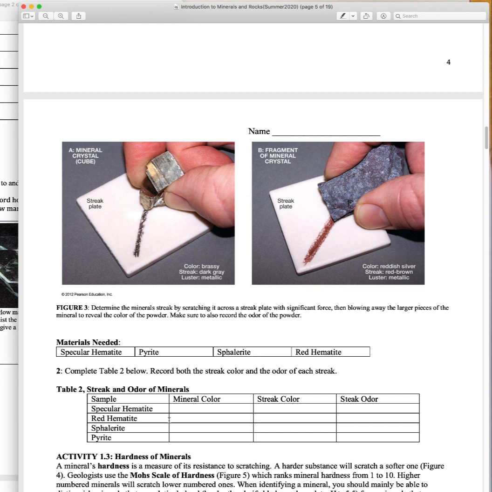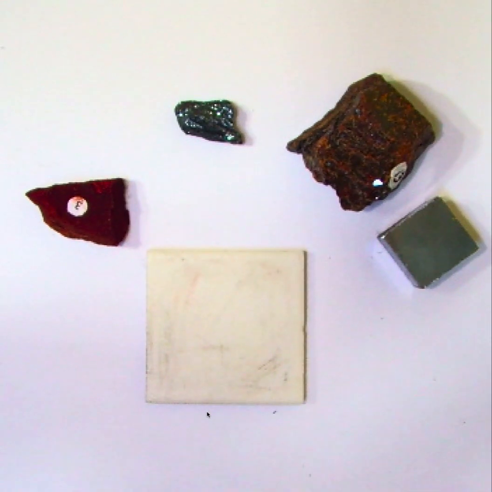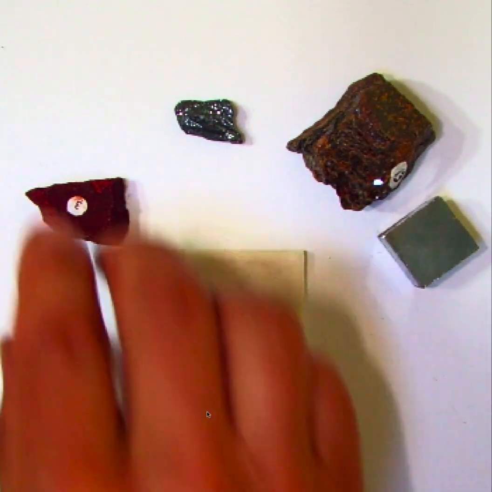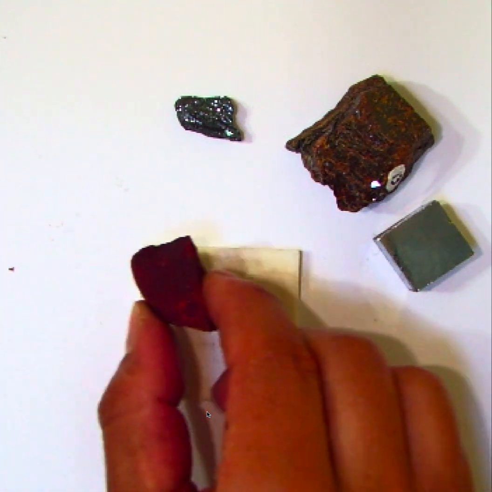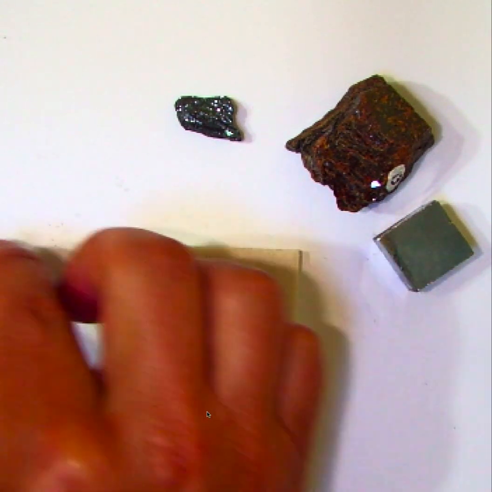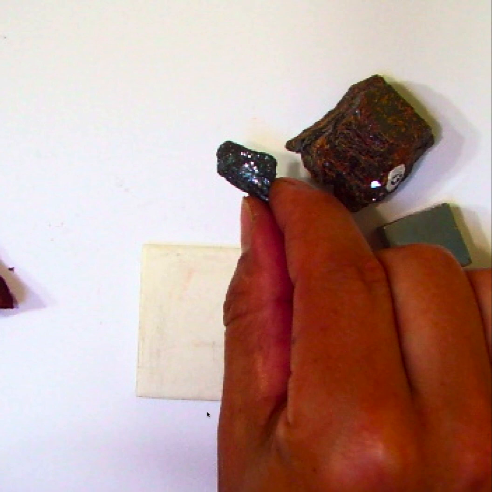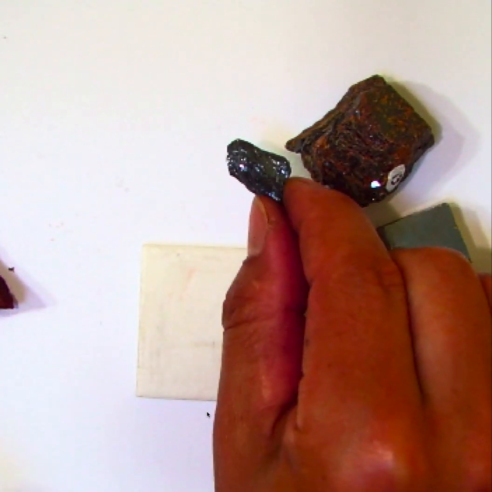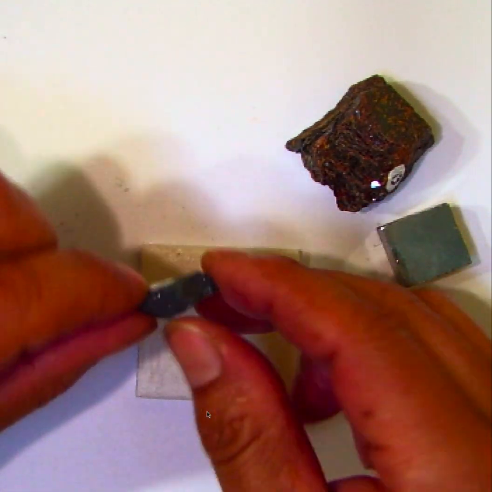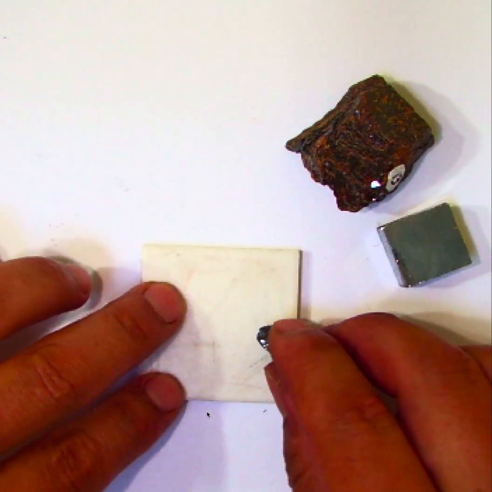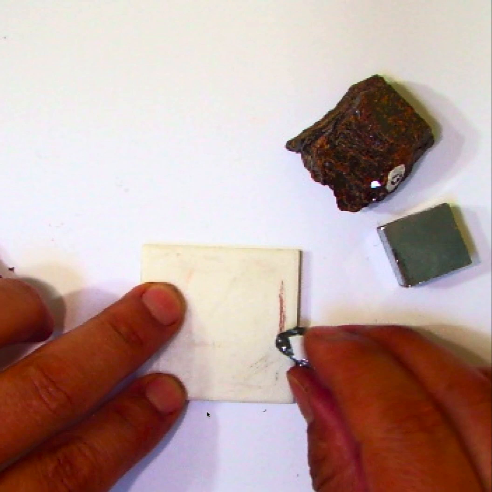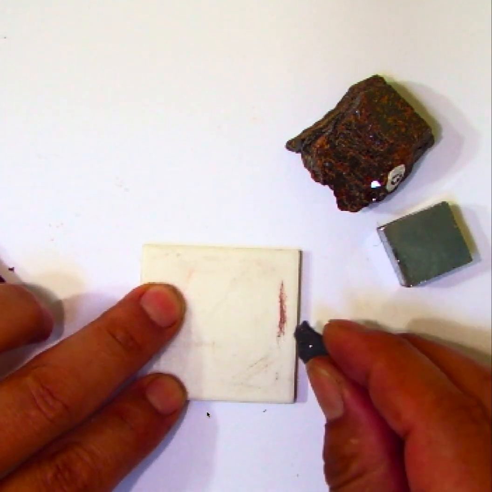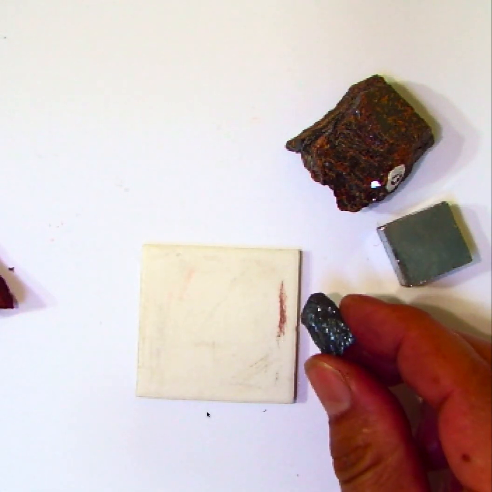For the other two, red hematite and sphalerite, I have those over here. So let's look at the camera here. So here I have some minerals and a streak plate. And so this is a red hematite, and it's really a rusty version of the specular hematite. So the specular hematite, this one here. In fact, let's test that streak. So you scratch it on there, you can see it's giving you a red streak. So that's very characteristic of the specular hematite.